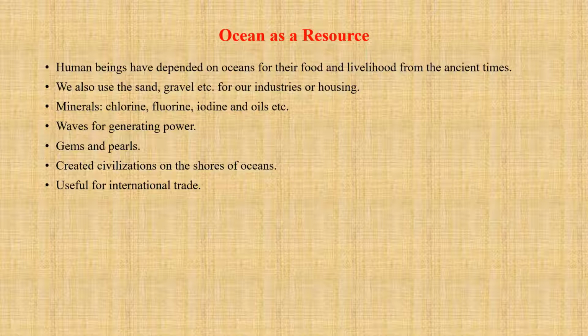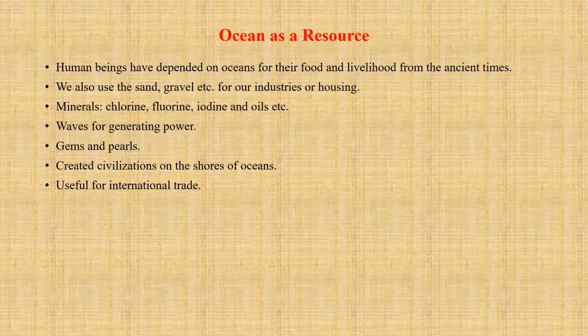Now the uses of ocean. So oceans are also used as a resource. Human beings have depended on oceans for their food and livelihood from the ancient times. We use the sand, gravel, etc. for our industries or housing. So we find a number of minerals in the seawater. Example, chlorine, fluorine, iodine and oils, etc.